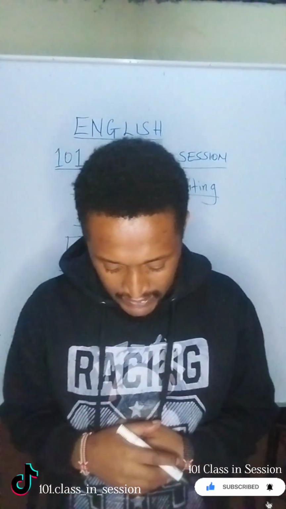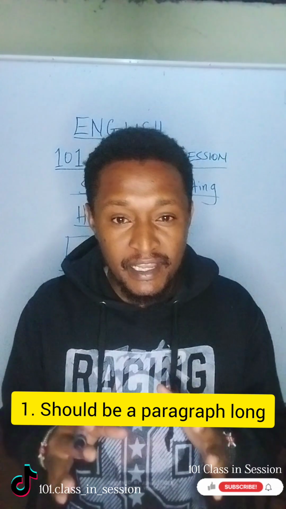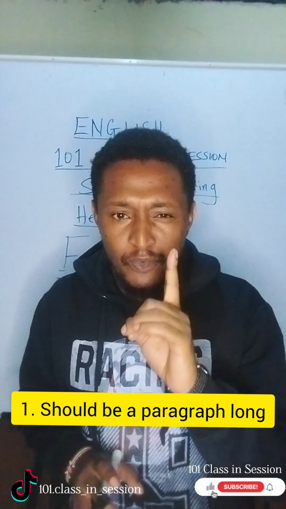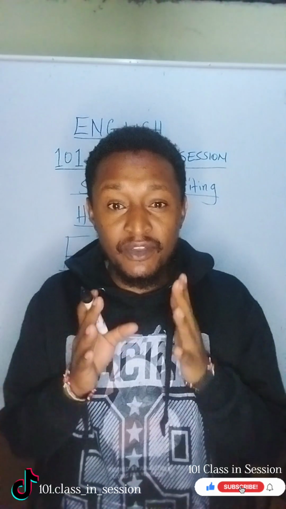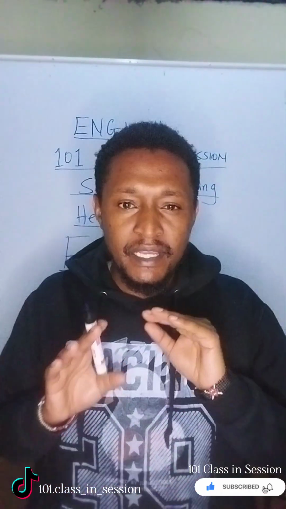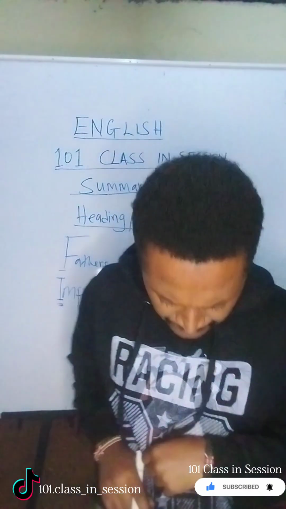The first one is that a summary should be a paragraph long, only one paragraph. A summary is never two paragraphs. And in the context of English paper 2, a summary is usually a paragraph long.